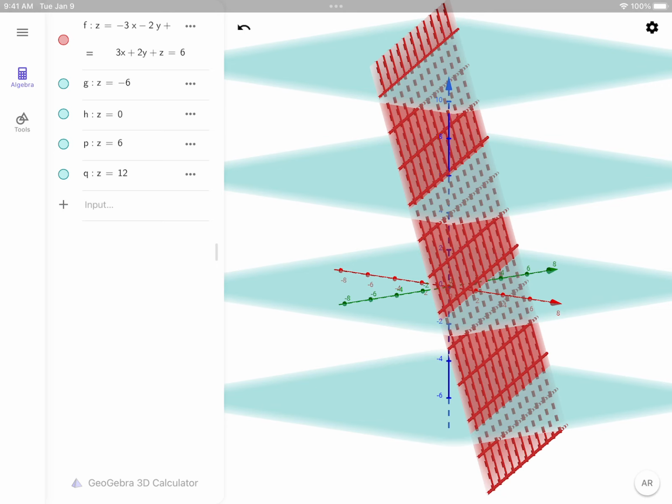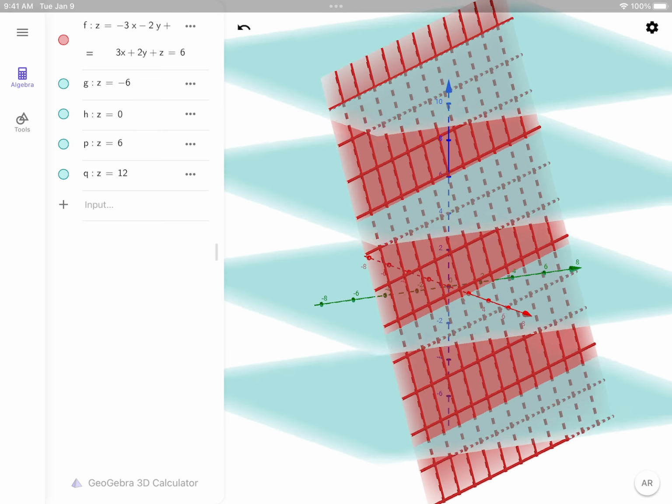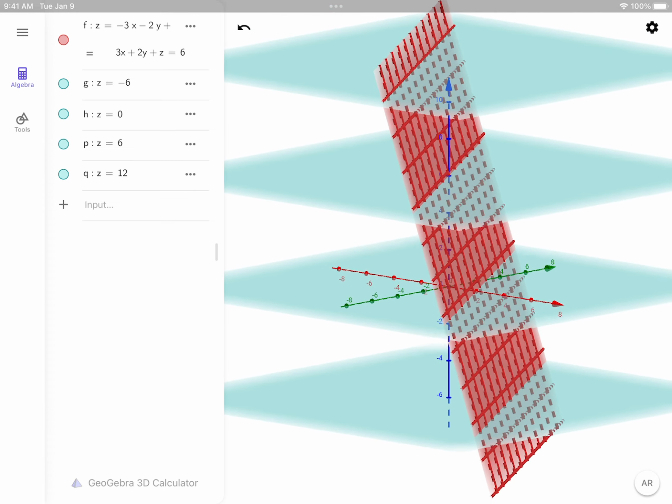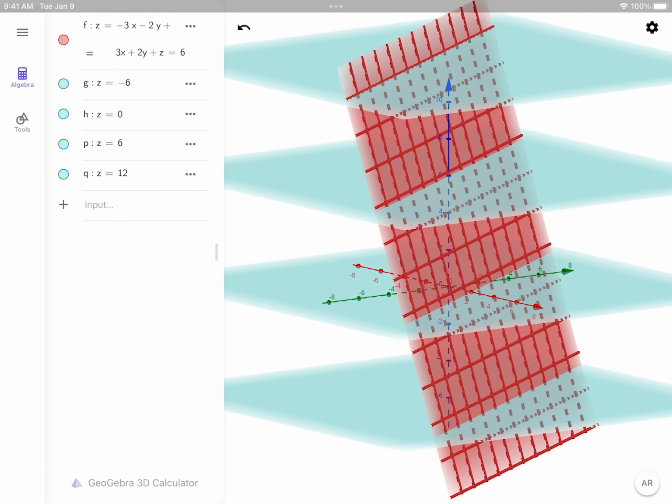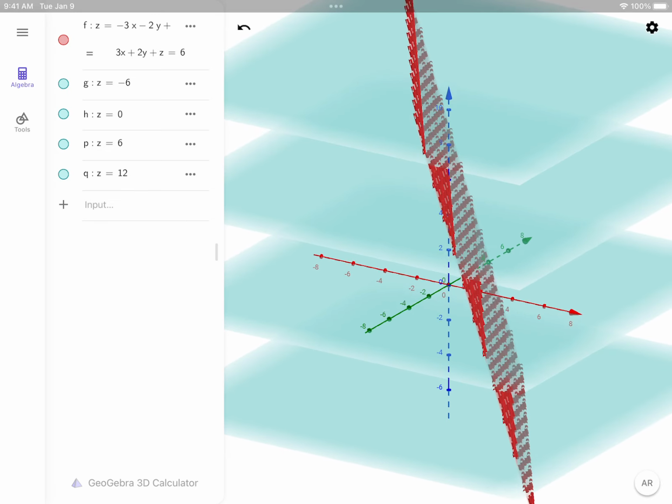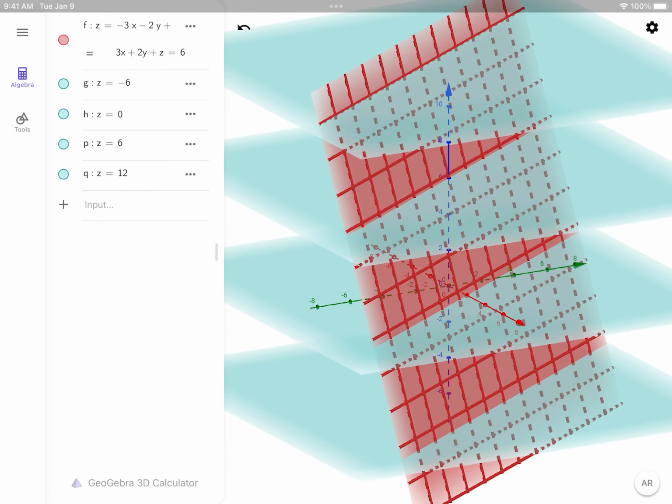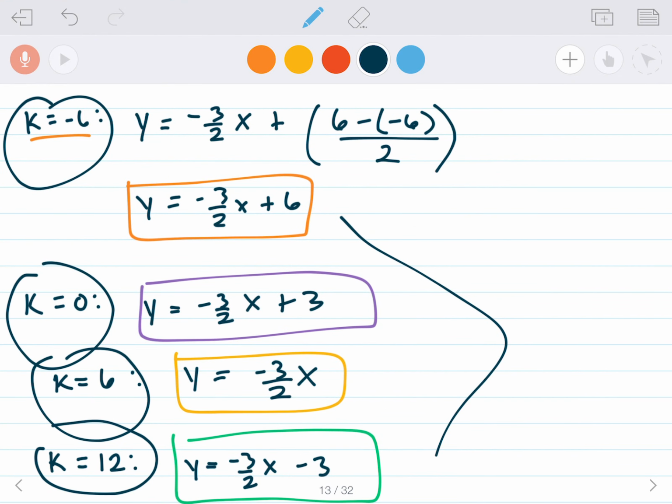So each of these intersections corresponds to a contour line, and these are all parallel lines in the xy plane. We know that they're parallel lines because, we can see it, first of all, on GeoGebra, but also remember that parallel lines have the same slope but different y-intercepts, which we have in each of these 4 cases.